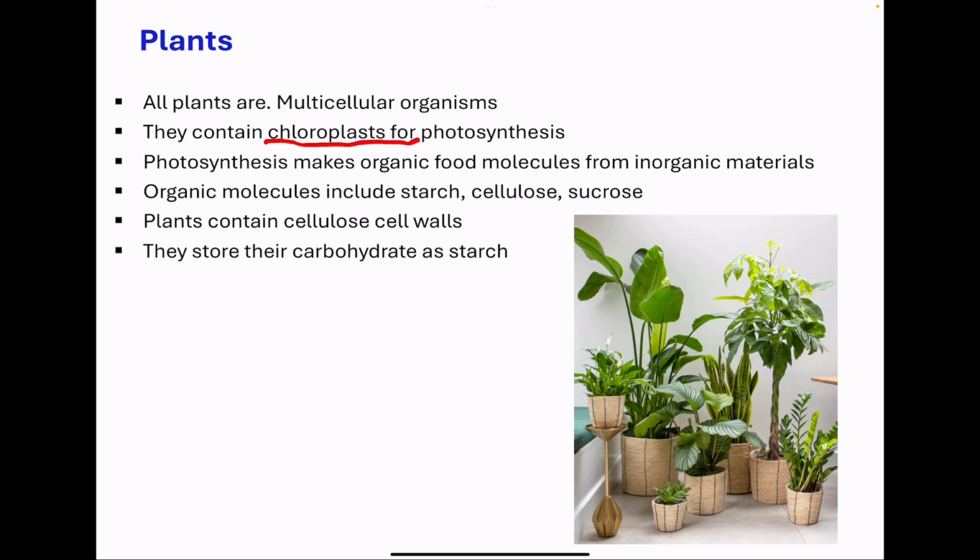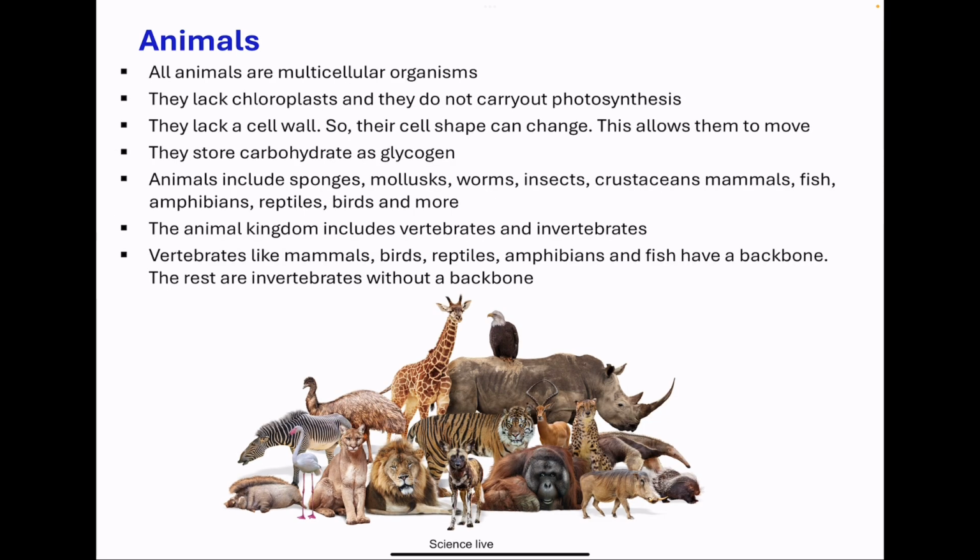Plant cells are made up of rigid cell walls made out of cellulose. Cellulose provides structural support. Plants do store their carbohydrate as starch. Examples of plants include the flowering plants like roses, trees like oak, grasses like wheat, and they play a crucial role in ecosystems as primary producers because they convert solar energy into chemical energy that is used by other organisms as a source of energy.